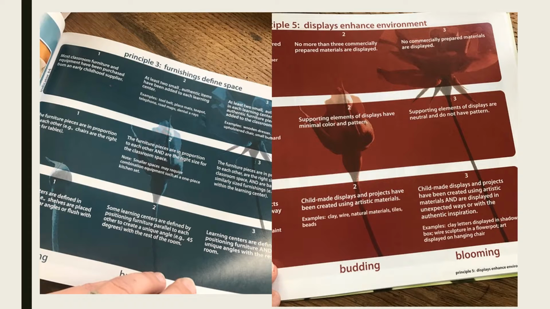So at your low end, when you look at furnishings in the space, it's saying most classroom furniture and equipment have been purchased from an early childhood supplier. I have a feeling that they are trying to say Kaplan without saying Kaplan. And I want to ask you, why is that considered minimal? I just want you to think about it.